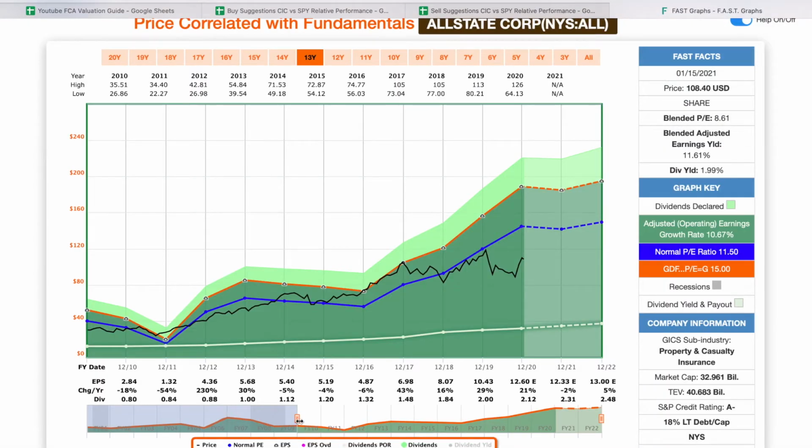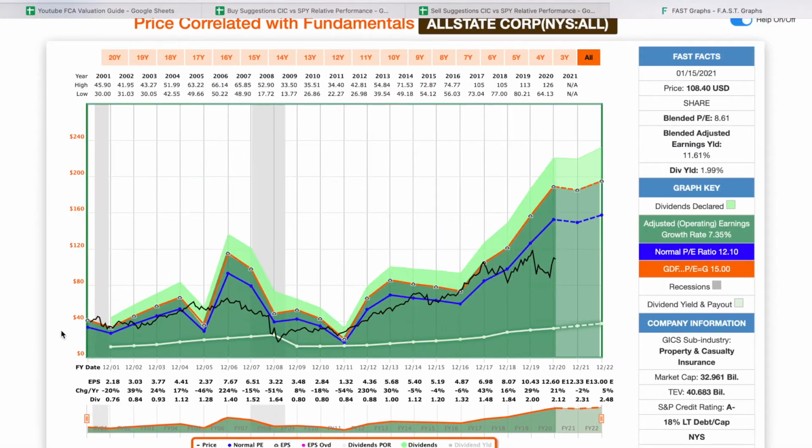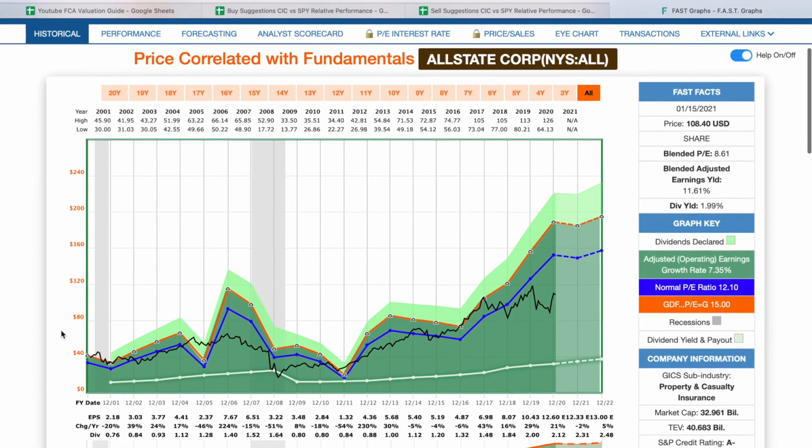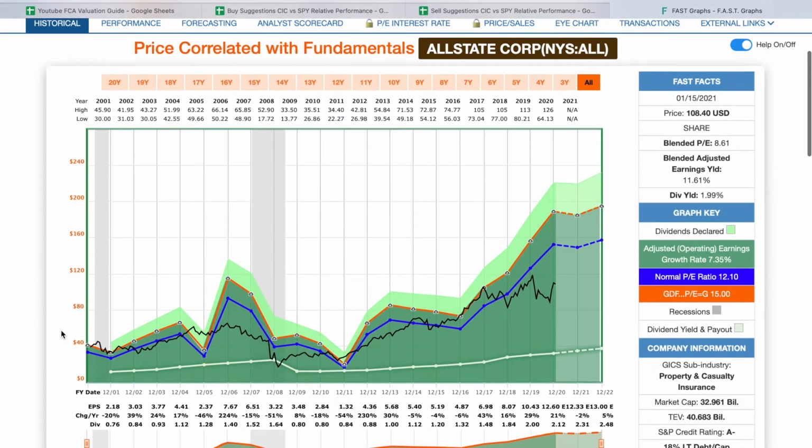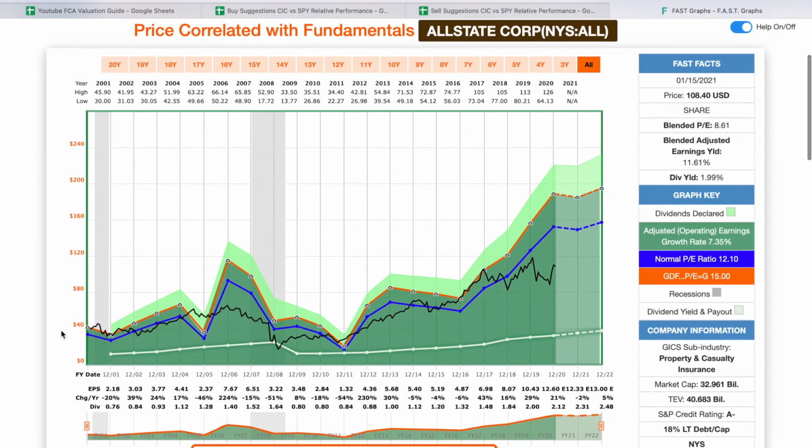We're going to start off with Allstate. Allstate's an insurance company, and this is going to be my buy for the week. When you start looking at the cyclicality of insurance companies, they can have a lot of idiosyncratic things that happen with claims and stuff that can make it a little trickier to figure out: are they cyclical? Are they not cyclical? What's going on?